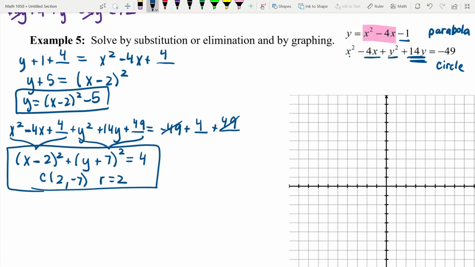Aren't you glad you have about a 0 chance of graphing? Are you glad about that? Yes. Okay, let's graph the parabola. Go down 5. Make a dot. Oh no, we have to go right 2, huh? We're going to go down 5, right 2.